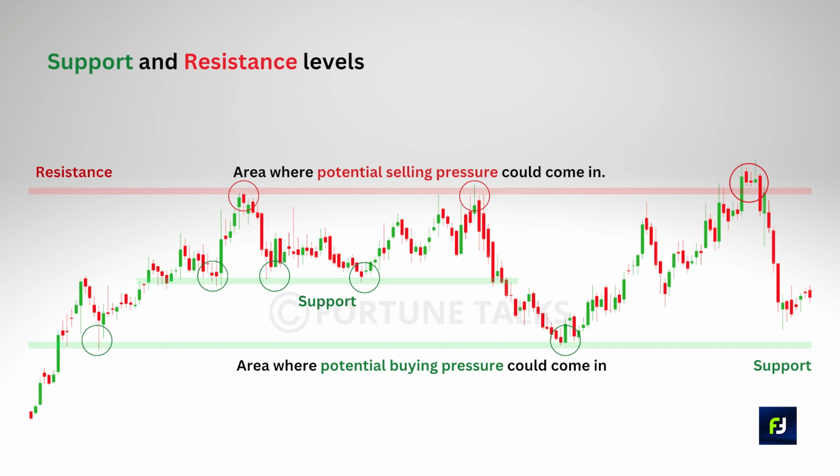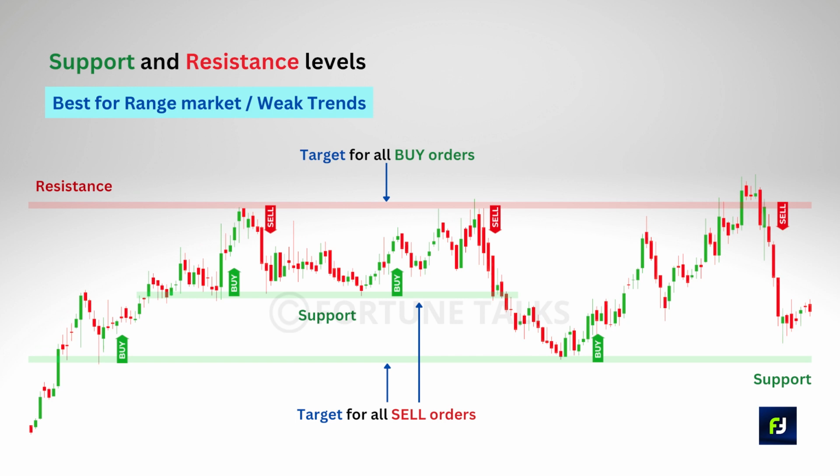Support, as you may all know, is an area where potential buying pressure is expected to come in, and resistance is an area where potential selling pressure could come in. Now what does this really mean? If you are in a long position, then you can consider taking profits at the resistance, and if you are in a short position, then you can consider taking profits at the support levels.